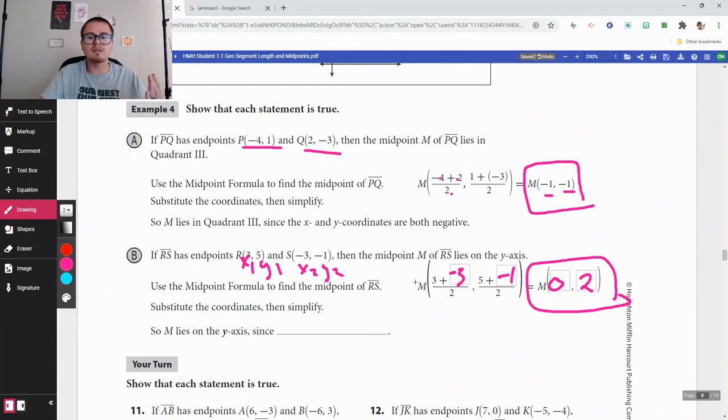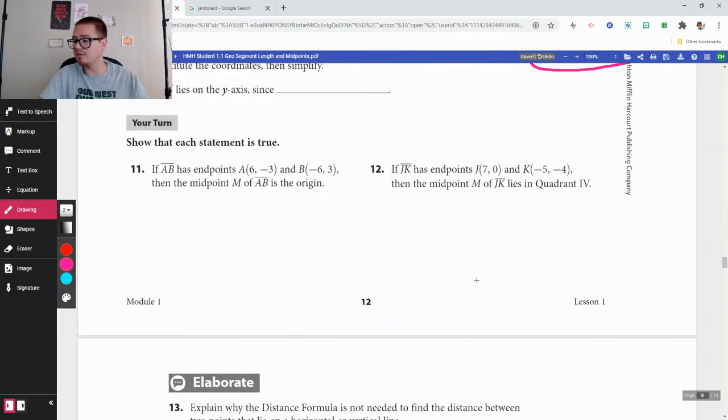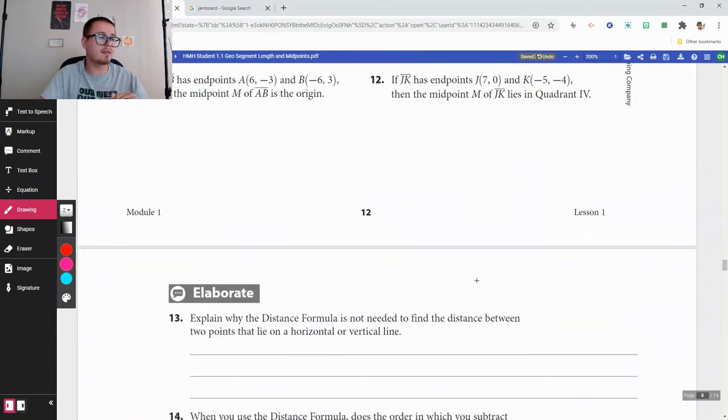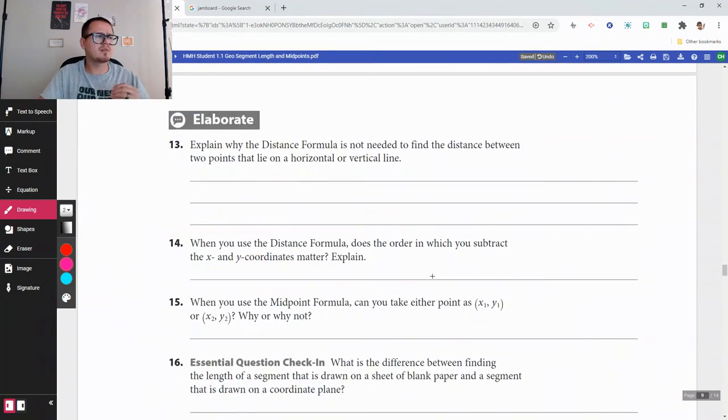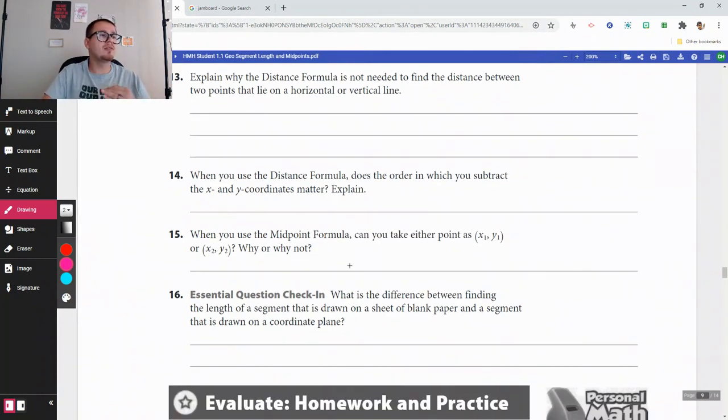Since that's all we're doing, it's pretty simple. So I'm going to scroll down. There's some practice problems that you guys can do. So this will be a good time to pause it. Do the math. There's some elaboration, reflecting questions, so think about those. Distance formula is not needed to find horizontal vertical. Think about it. When do you use the distance formula?